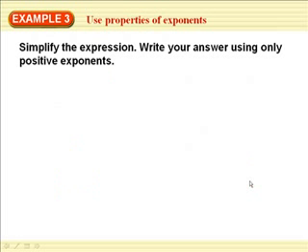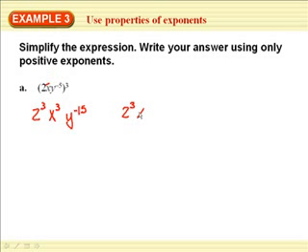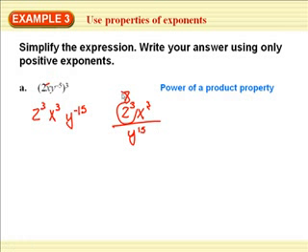Simplify the expression, write your answers only using positive exponents. Okay, so this is a little crazy, but first off, on this one, I might do it different than what the book does. The 3 is on the outside, so it's just like we did before. You got to raise everything inside the parentheses to the third. So you're multiplying y to the negative 15. Now, positive ones stay put on the top. Negative ones go to the bottom. And that's 8. So 8x to the third over y to the 15th.